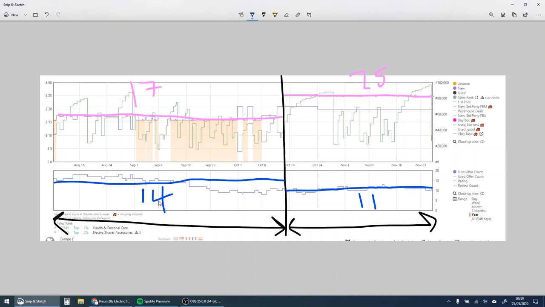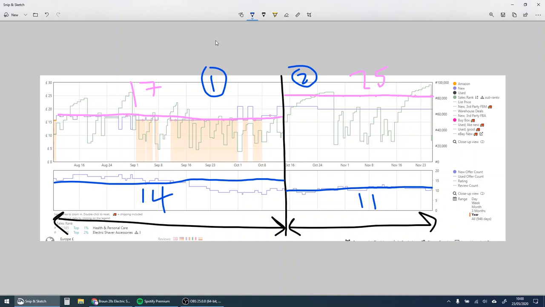So the question I'm going to be asking myself is, what can I see from this product? Well, the first thing I can see, let's call this section one and section two, is that in section one the price is £17, and in section two the price is £25. That's quite an increase. That's a big difference in price.